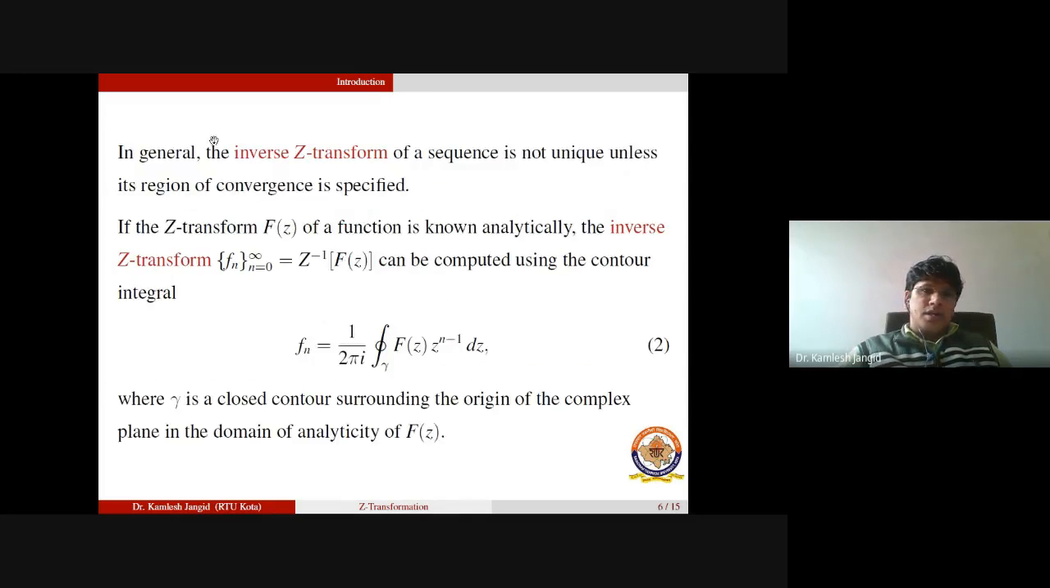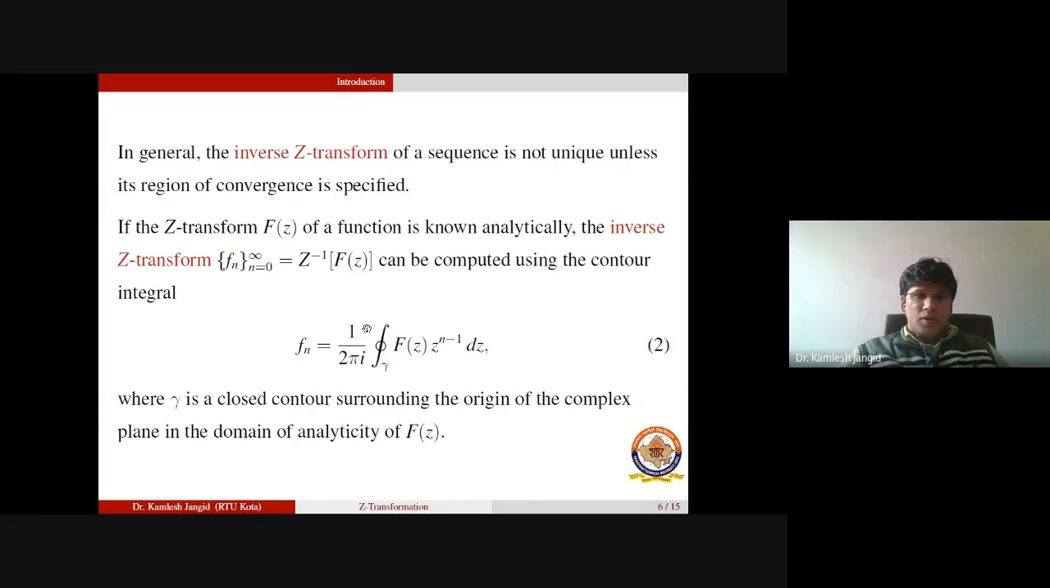So in general, the inverse Z transformation of a sequence is not unique unless its region of convergence is specified. It means the inverse Z transformation of a sequence is not unique. If we find the inverse Z transformation in different regions, then we get different inverse Z transformations for the given Z transform. If the Z transformation F(z) of a given function is known analytically, the inverse Z transformation, which is given by this general term of the sequence Fn, which is represented by Z inverse of capital F(z), can be computed using this contour integral.